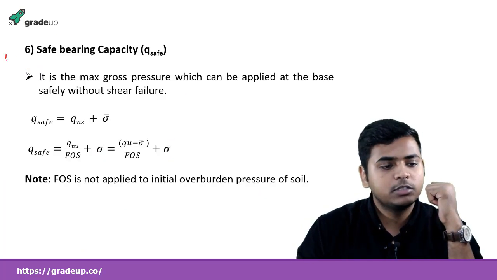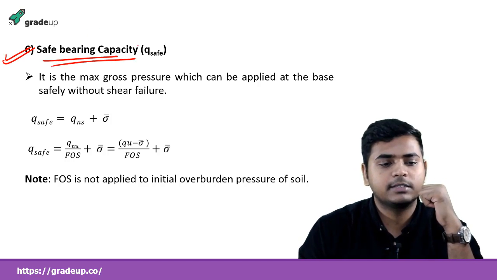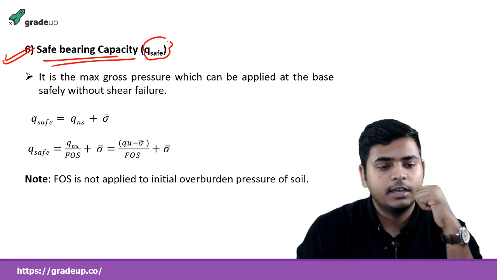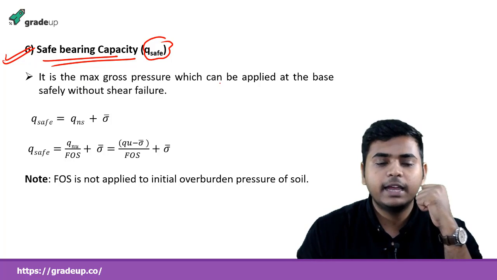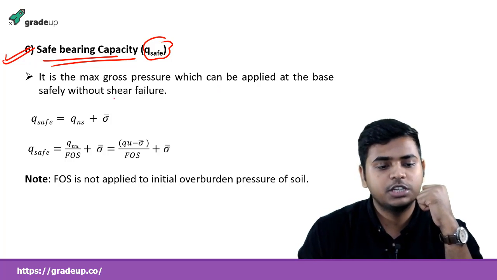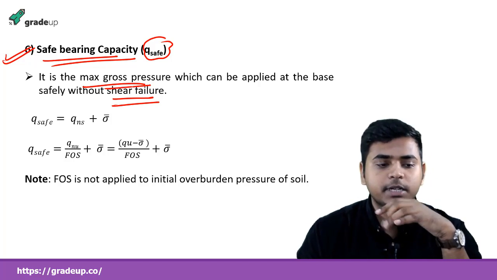Now the sixth and the most important, which is generally asked in the questions, is the safe bearing capacity, denoted by Q safe. Here the word net is missing, okay. So it is actually the maximum gross pressure which can be applied at the base safely without shear failure. So it is the maximum gross pressure and not the net pressure.